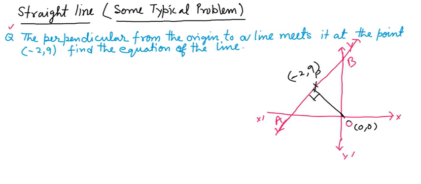Dear students, try to understand that OP is perpendicular to AB. So we have a relation: when two lines are perpendicular to each other, then the product of their slopes must be equal to -1.